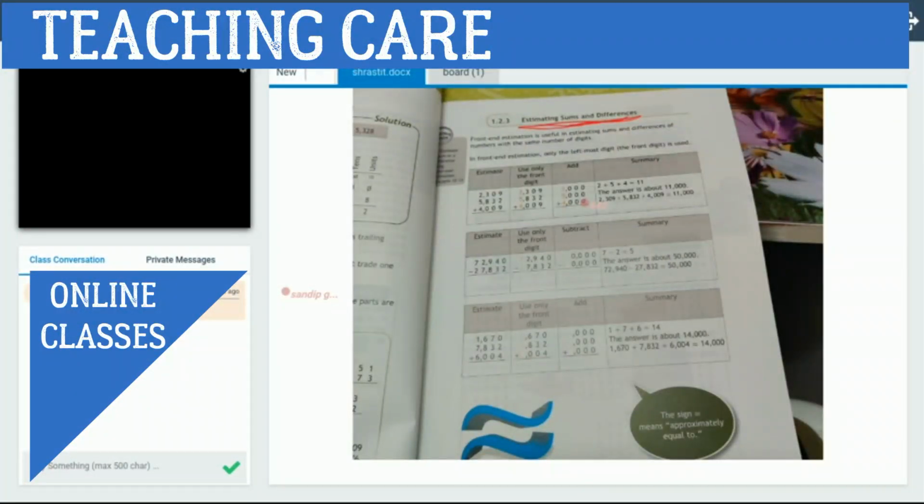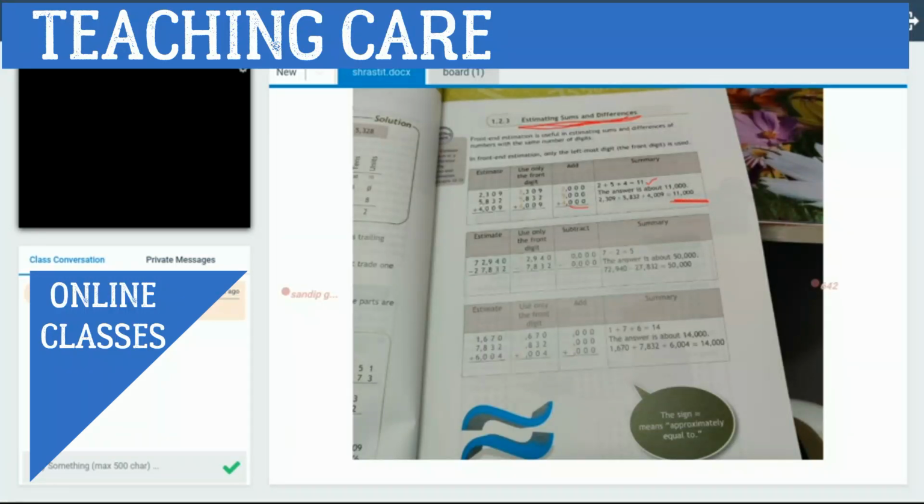Same thing here also. So here you are going to estimate, or you are going to tell me the approximate value of that. For that, suppose it is in the hundreds place alone that is given. The first digit, the front digit alone, you have to add. So if I add, I'm getting 11 here. Understood? What are the three digits? It's 11,000. So the estimated sum is 11,000.